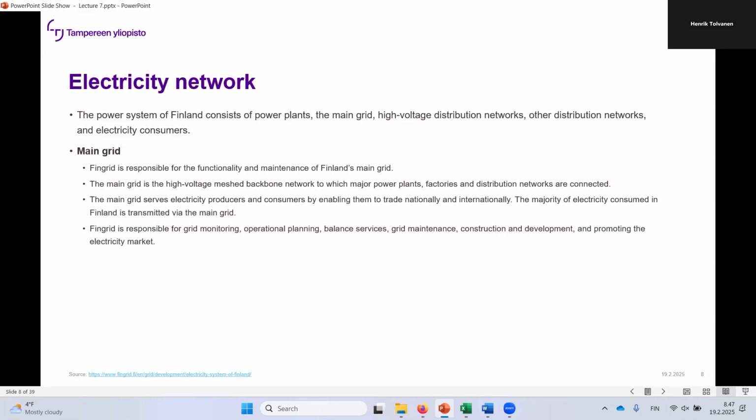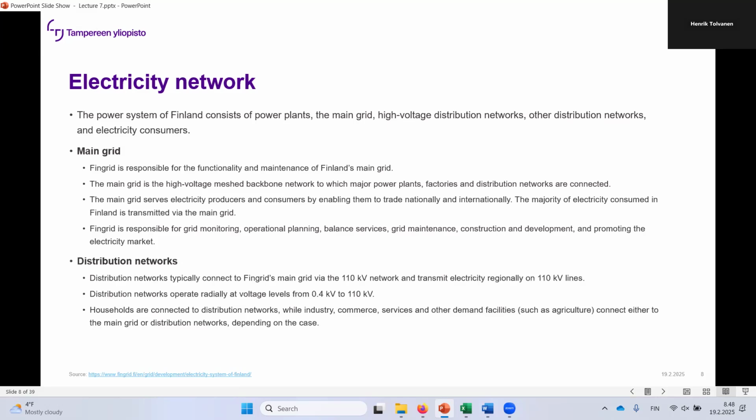So the main grid serves both the producers and consumers. It enables them to trade internationally and nationally. And of course, the majority is consumed in Finland. The electricity is consumed via this main grid. So monitoring, operational planning, balance services, grid maintenance, construction and development, and so forth.